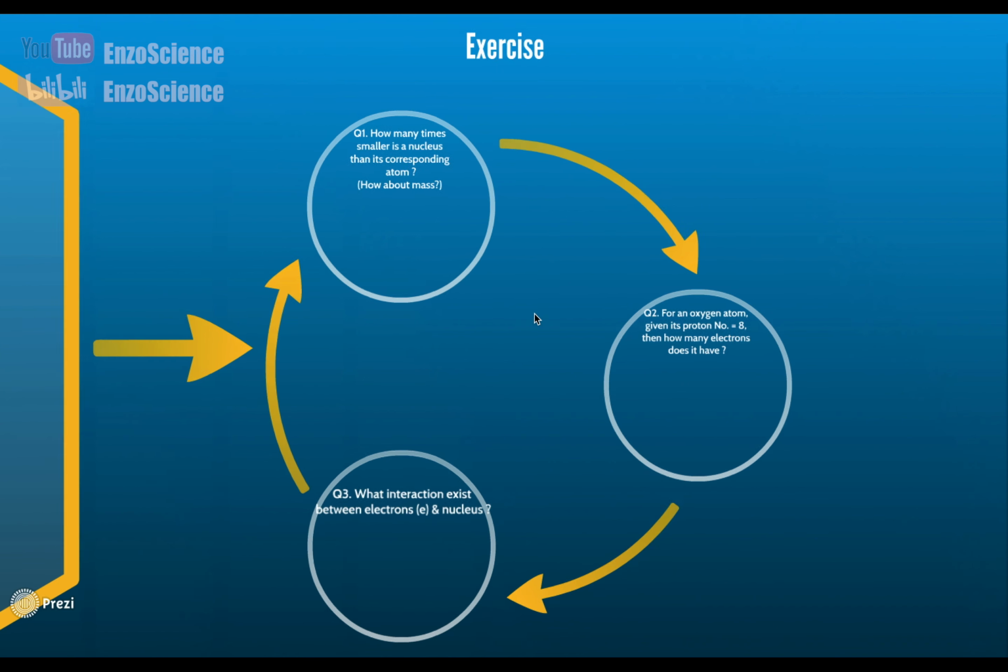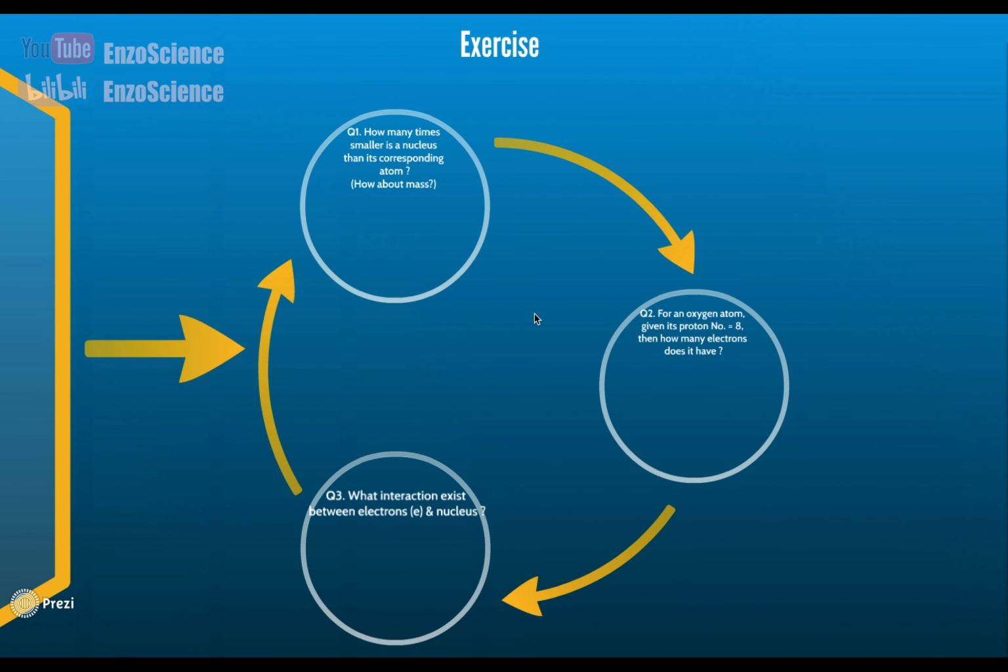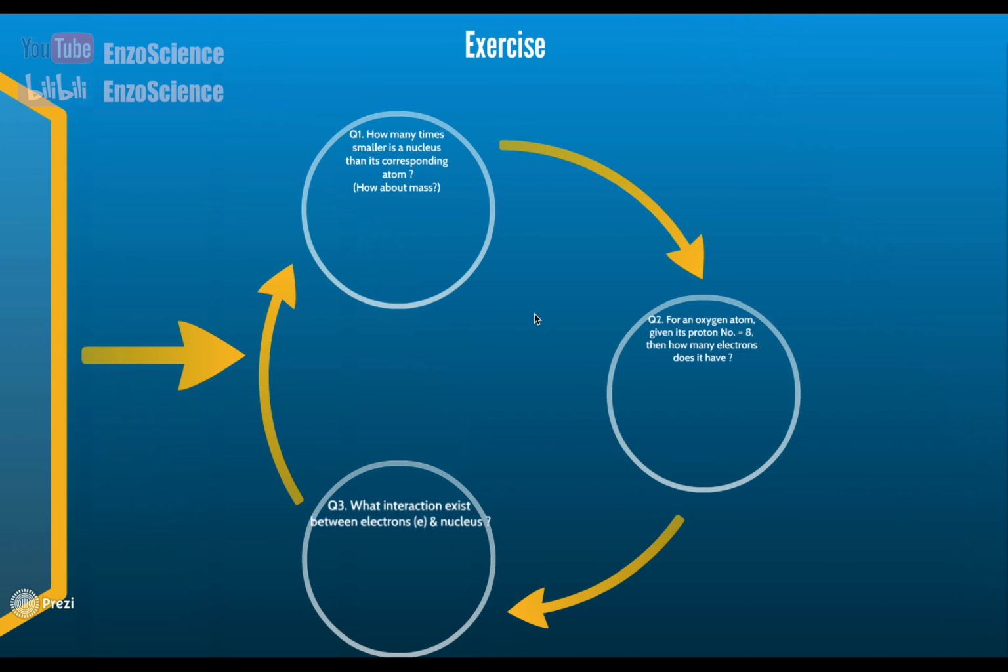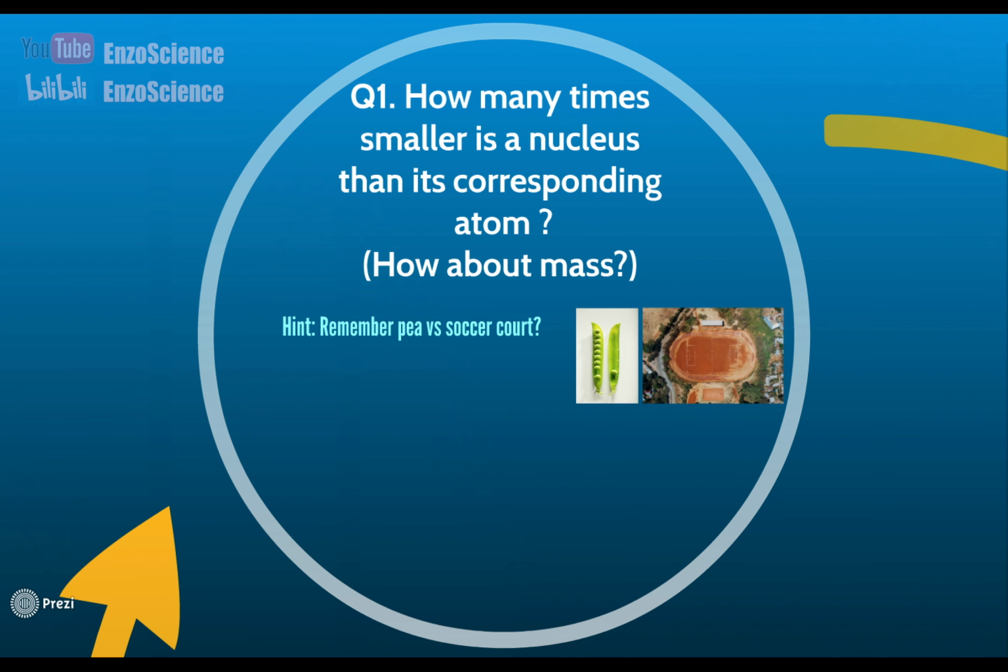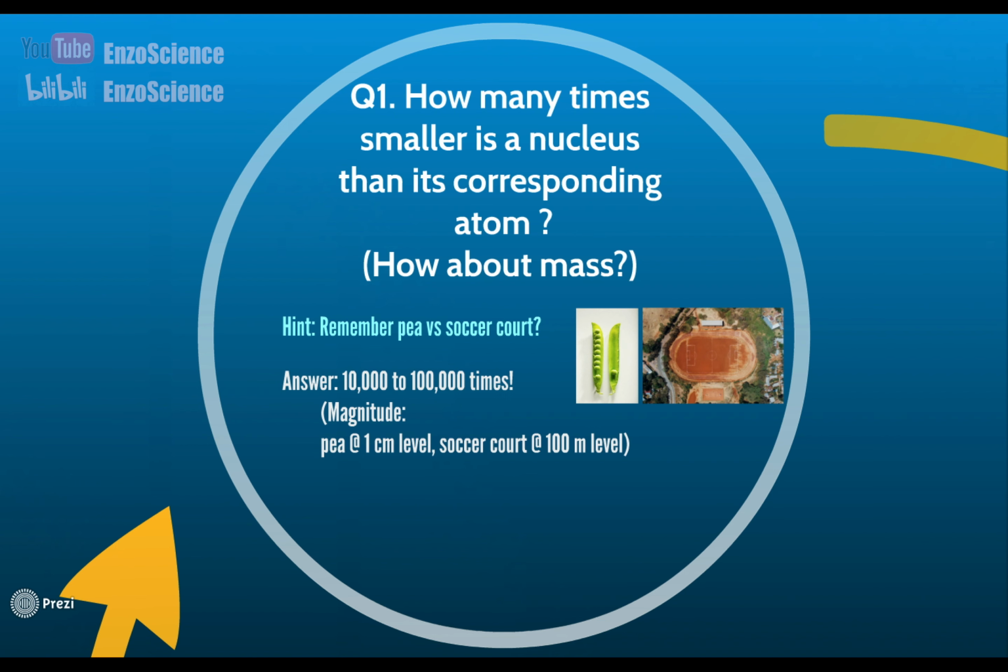All good after the learning part. Now let me test your understanding with 3 questions. Question 1 is, how many times smaller is a nucleus than its corresponding atom? How about mass? It is a basic question testing your memory, and if you can recall the pea versus soccer court, you will come up with the answer, 10^4 to 10^5 times. By the way, a pea is at the 1 centimeter level, while a soccer court is at the 100 meter level. But the nucleus contributes 99.97% of an atom's mass, because electrons are extremely light.